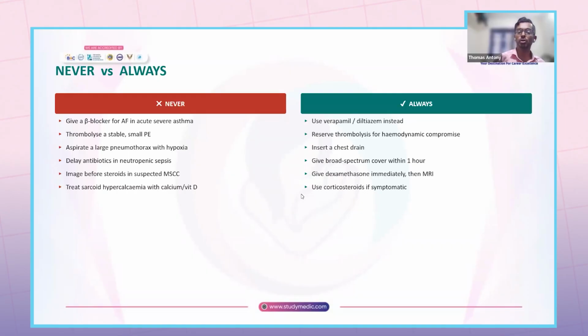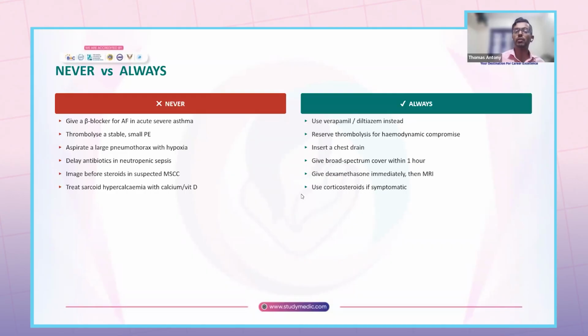Okay, so what you should do instead of beta blocker, you have to give verapamil or diltiazem. In a stable patient with thromboembolism, don't thrombolyze. Only for hemodynamic compromise, you should thrombolyze. And regarding the aspiration, you have to treat only the patients who are symptomatic. You can decide on aspiration or chest drain.